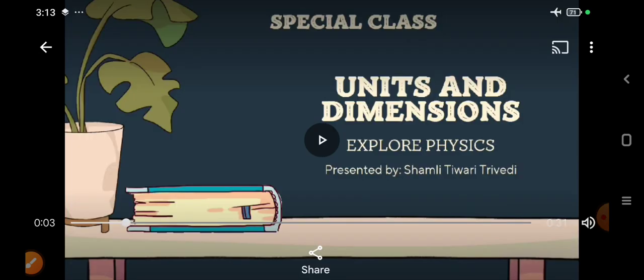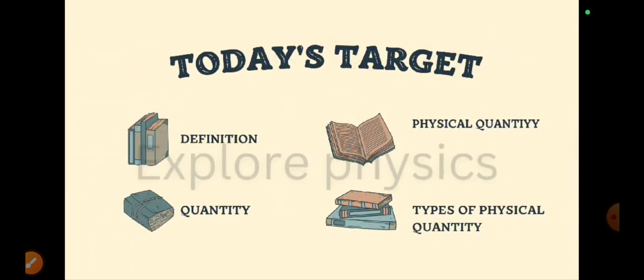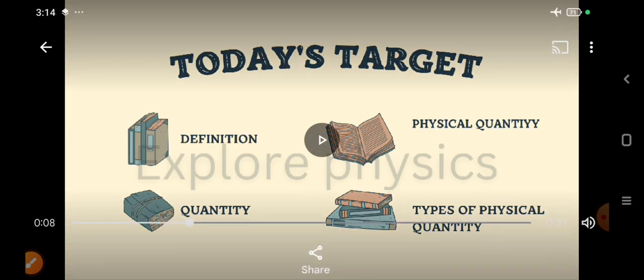In this video we will see about the units and dimensions. Okay, now let us start with our target. Our today's target is we will see about the quantity, what is meant by physical quantity and the types of physical quantity. Okay, here first of all we will see the definition of the quantity. What is meant by quantity?